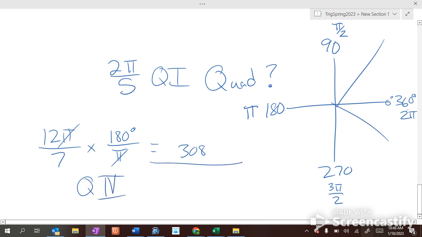So to find the quadrants, I would change them to degrees. Just a little easier that way. Okay, I think that should be about enough to get you going on this.